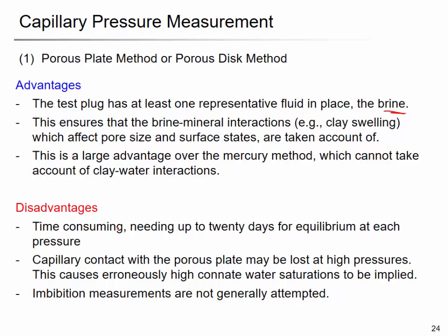It needs up to 20 days for equilibrium at each pressure. So sometimes when you have a very low permeability rock core, it requires a lot of time for each pressure step. And capillary contact with the porous plate may be lost at high pressure, and this causes error. And imbibition is difficult to obtain.